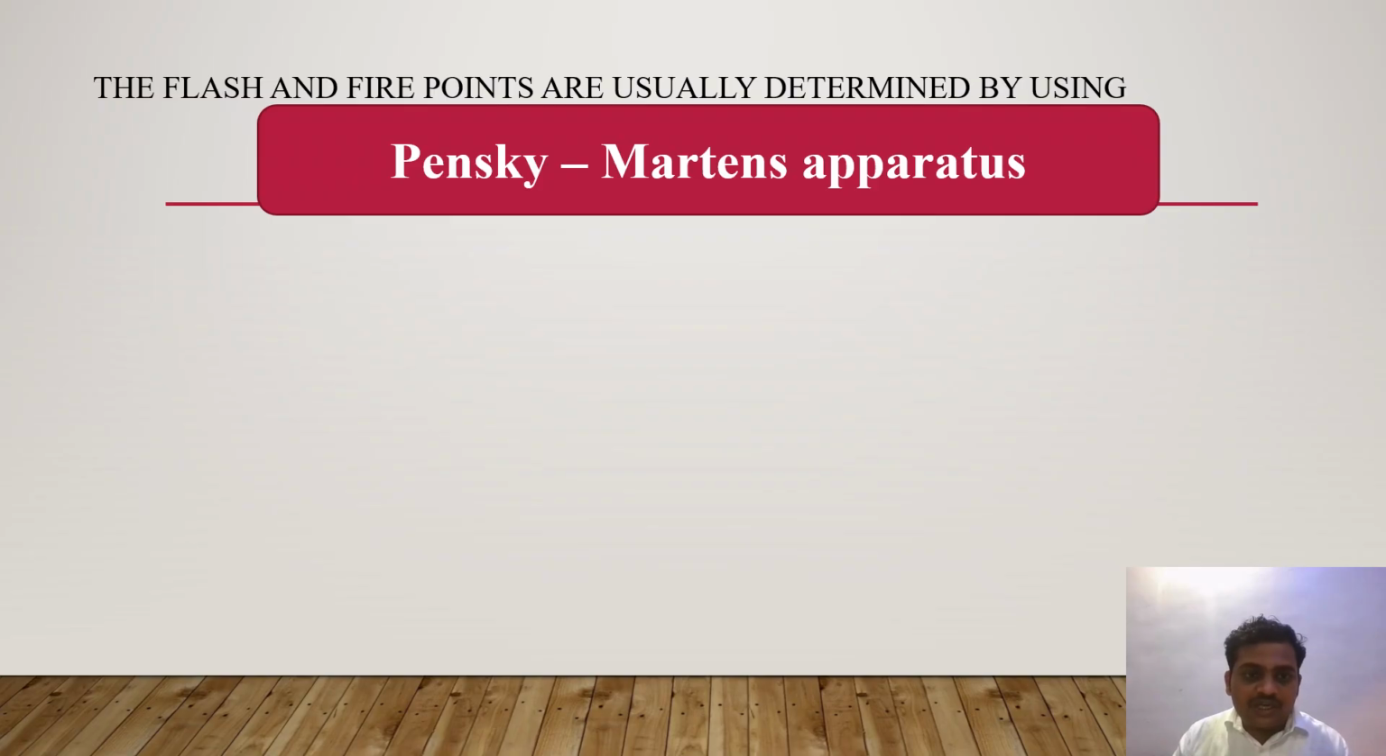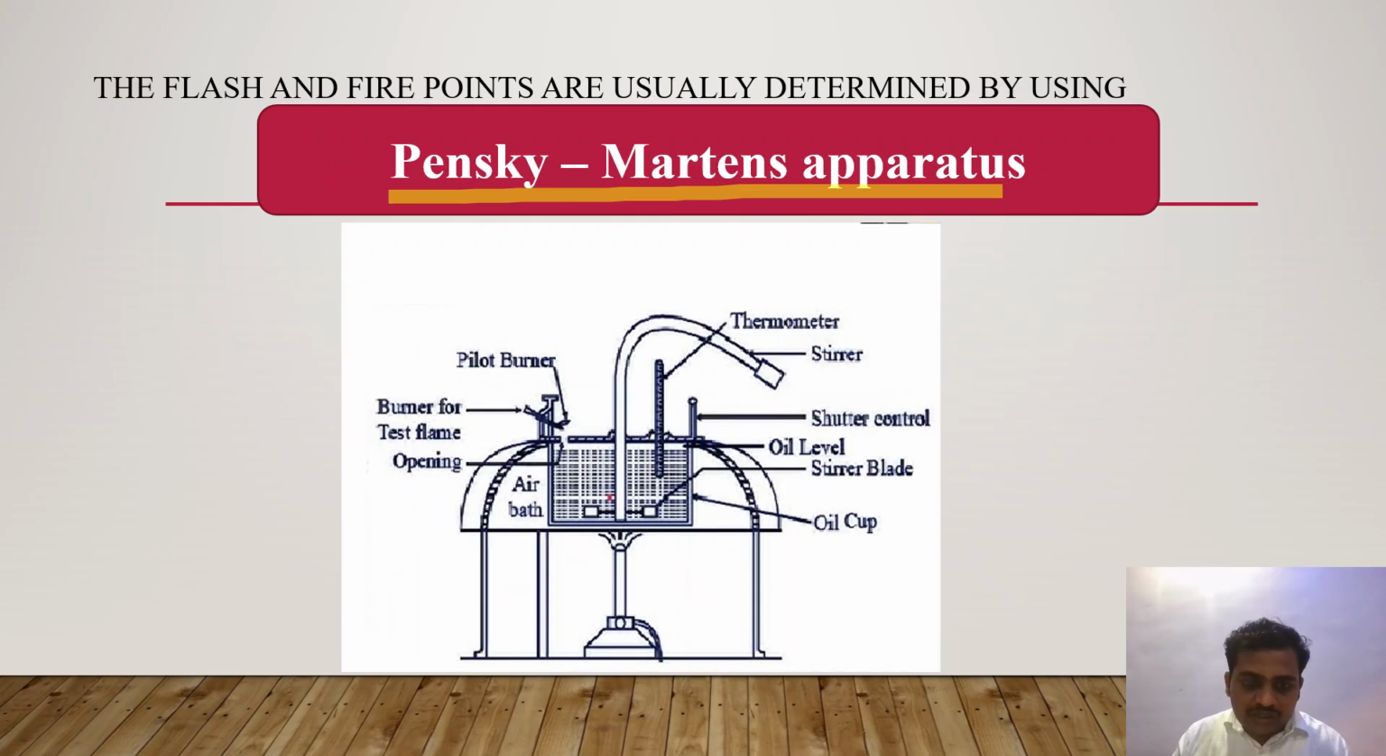The flash point and fire point are determined by using the apparatus called the Pensky-Martens apparatus. The Pensky-Martens apparatus is used to find the flash point and fire point of the lubricating oil. The diagram for this is as shown.